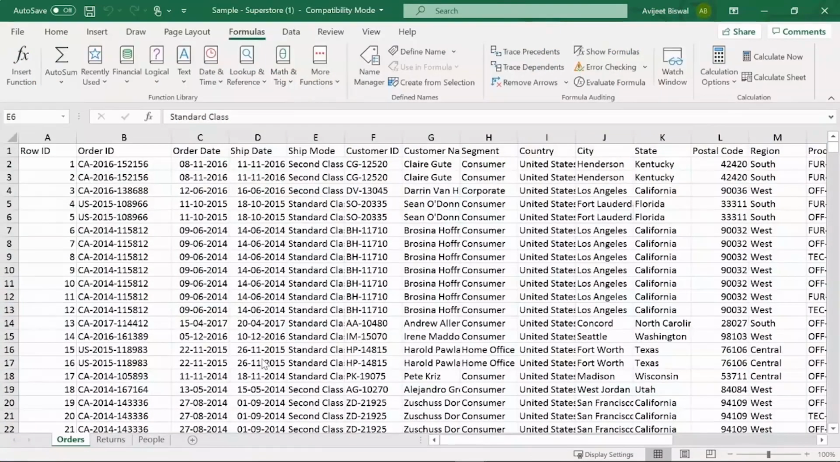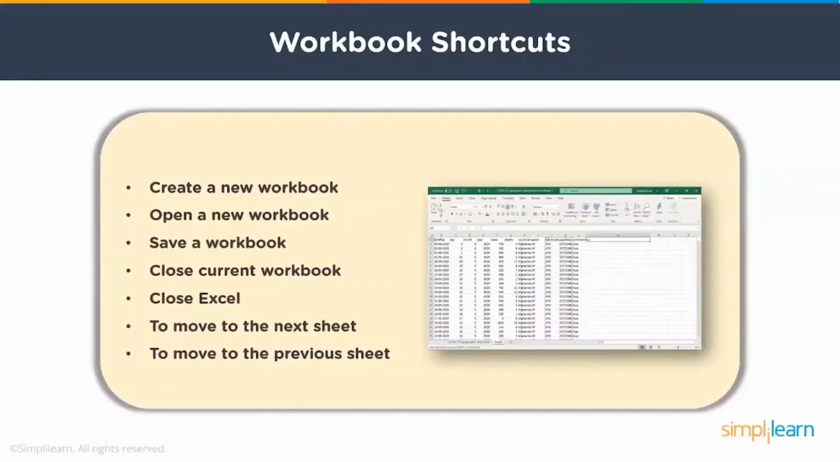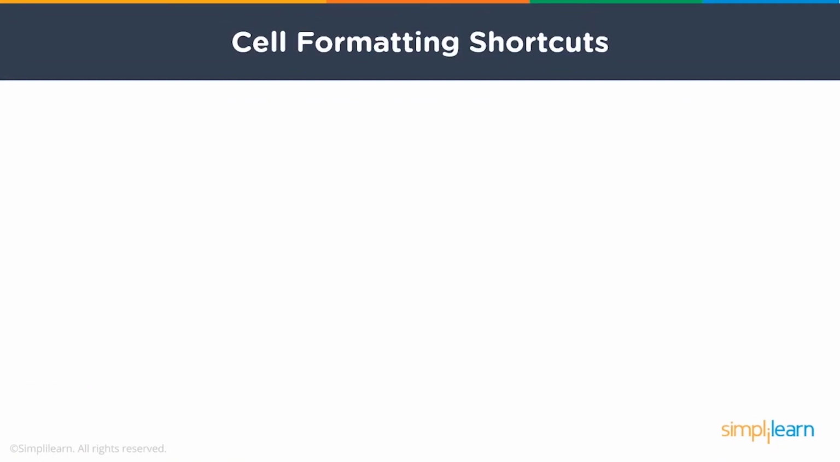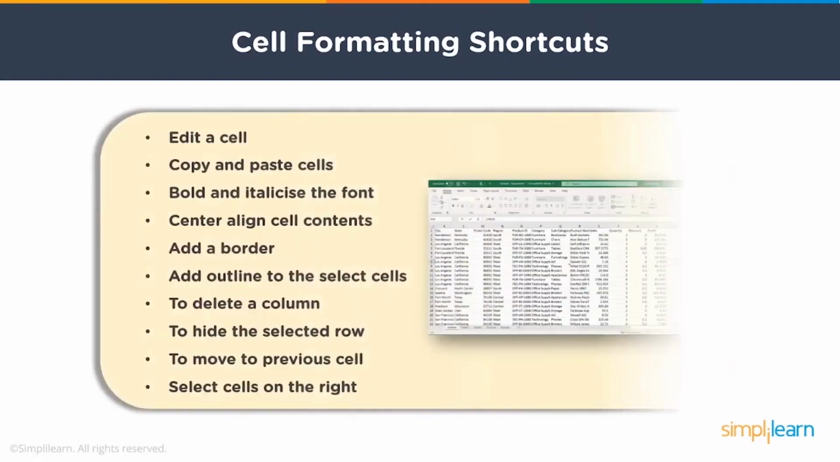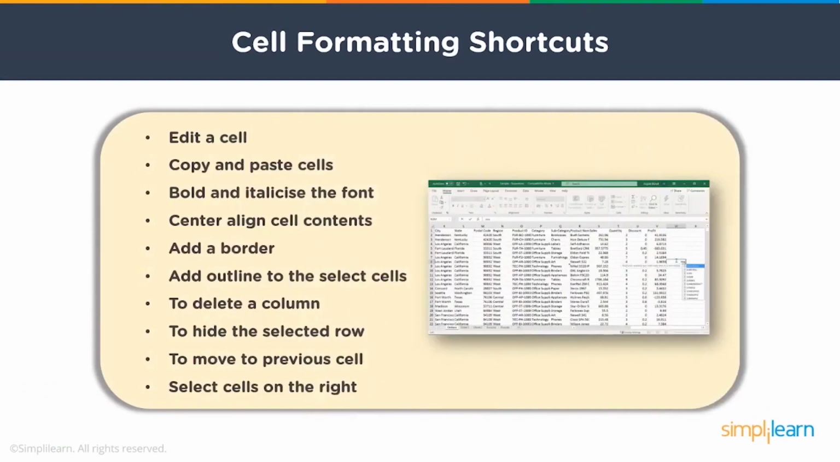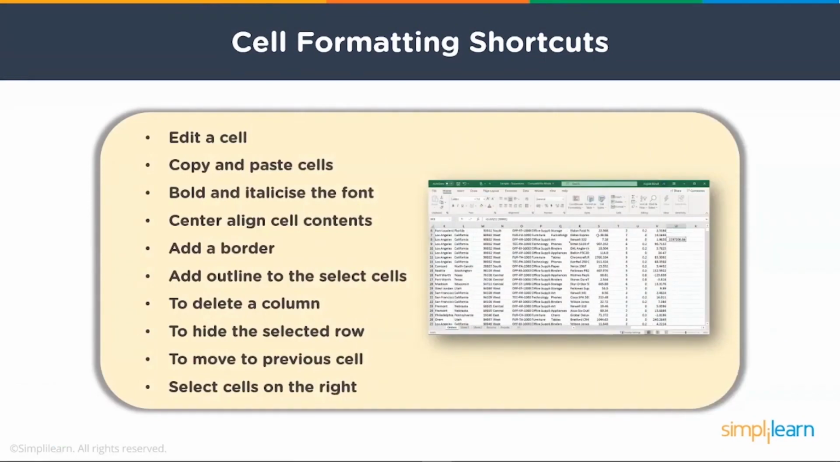Now let's move back to our slides and see what we have next. So you can see we have our cell formatting shortcuts up next. Now here I will tell you the different shortcuts that can be applied to a cell, such as editing a cell, aligning cell contents, adding a border to a cell, adding an outline to all the selected cells, etc. So let's go ahead and do these operations.